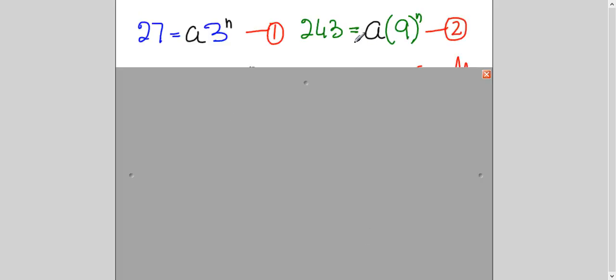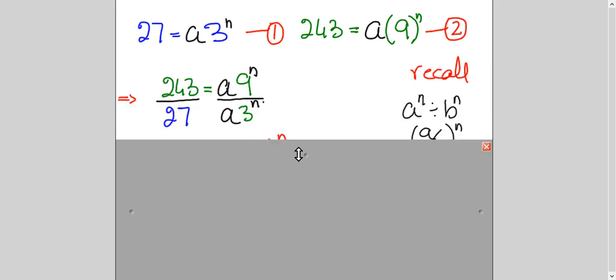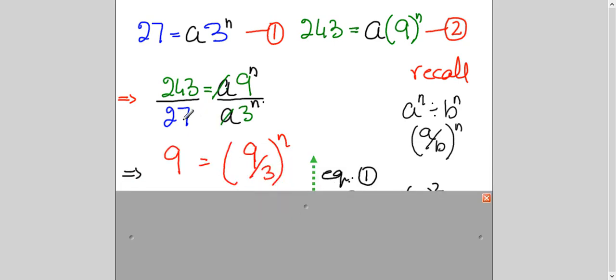So now I'm dividing this equation by this equation. So 243 will be divided by 27. And this term will be divided by this. See here. Okay. Now I will cancel this. This A will cancel out. So 27 times 9 is 243.